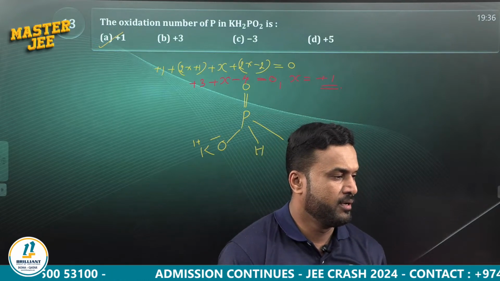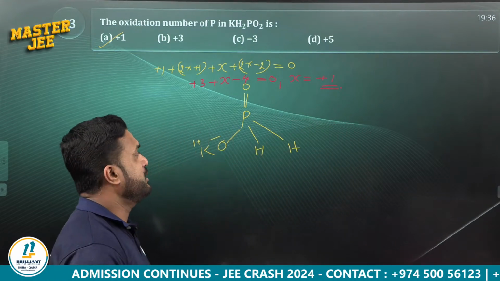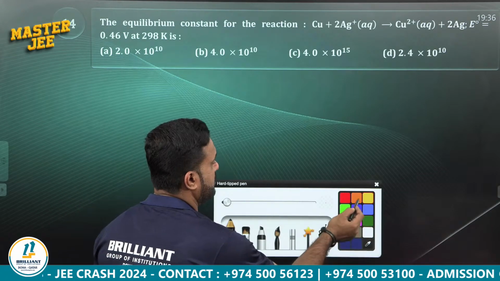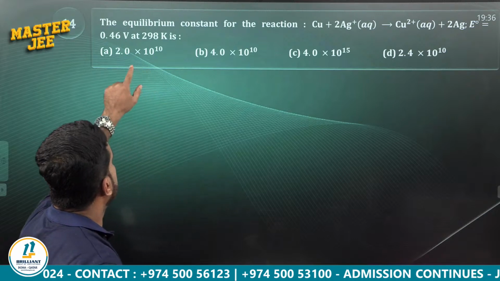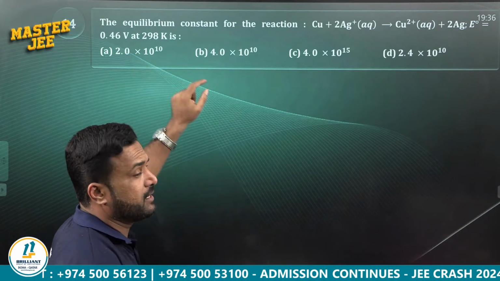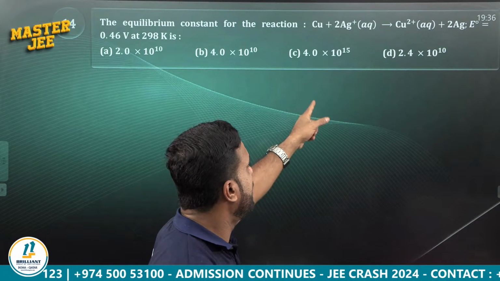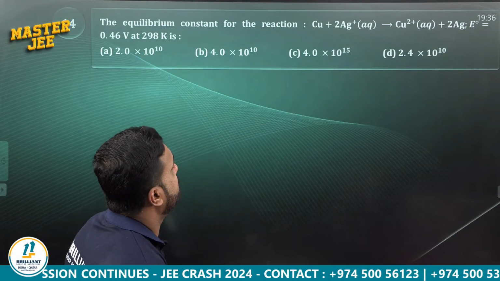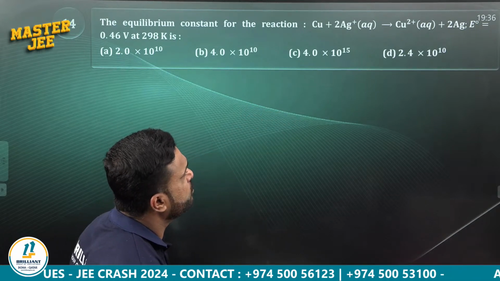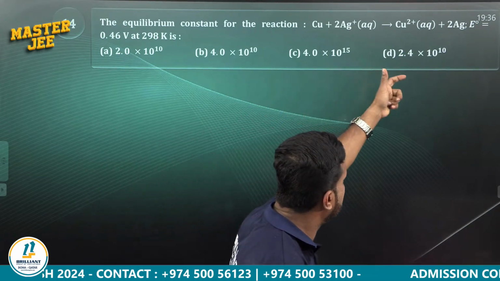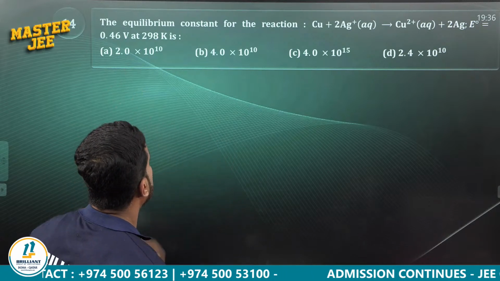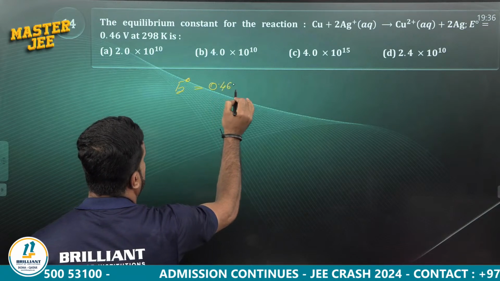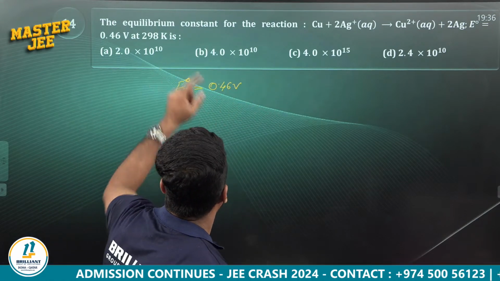Yes, Hanna, good. You can send your right answer, try yourself. So the correct answer is plus 1 for this 13th one. Now we will go to the 14th. The 14th one is a question from the electrochemistry chapter, but related to equilibrium. The equilibrium constant for the reaction Cu plus 2Ag plus gives Cu2 plus Ag, an easy equation they gave, and E naught value is given, E naught is equal to 0.46 volt. They are asking to calculate the equilibrium constant.